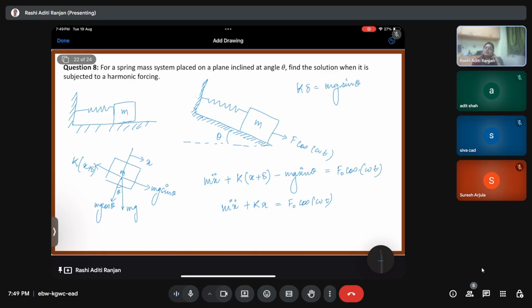Though our system has changed, and the plane on which the mass was kept is now inclined at an angle theta, the final equation is still the same in terms of x. In mathematical form, it is the same. However, in the previous case, x was defined parallel to the horizontal. Here, x is defined at an angle theta from the horizontal. But the final form of the equation is exactly the same mathematically, though physically, it is definitely different.